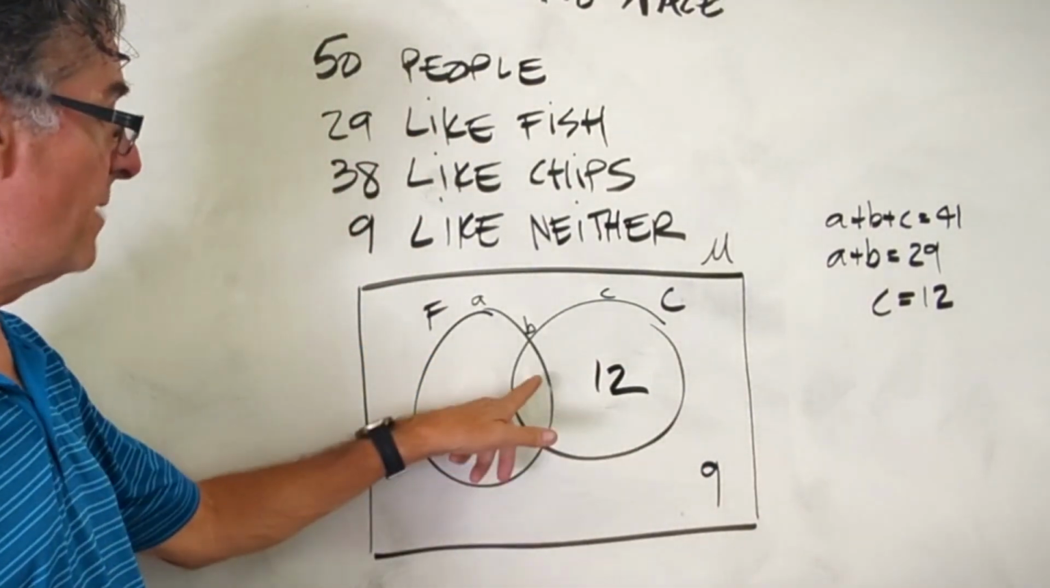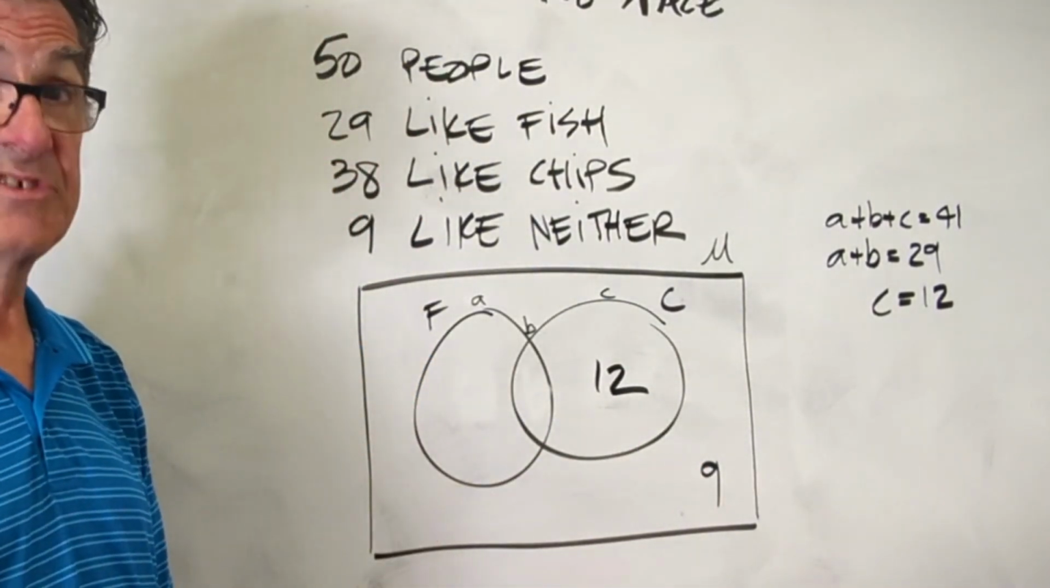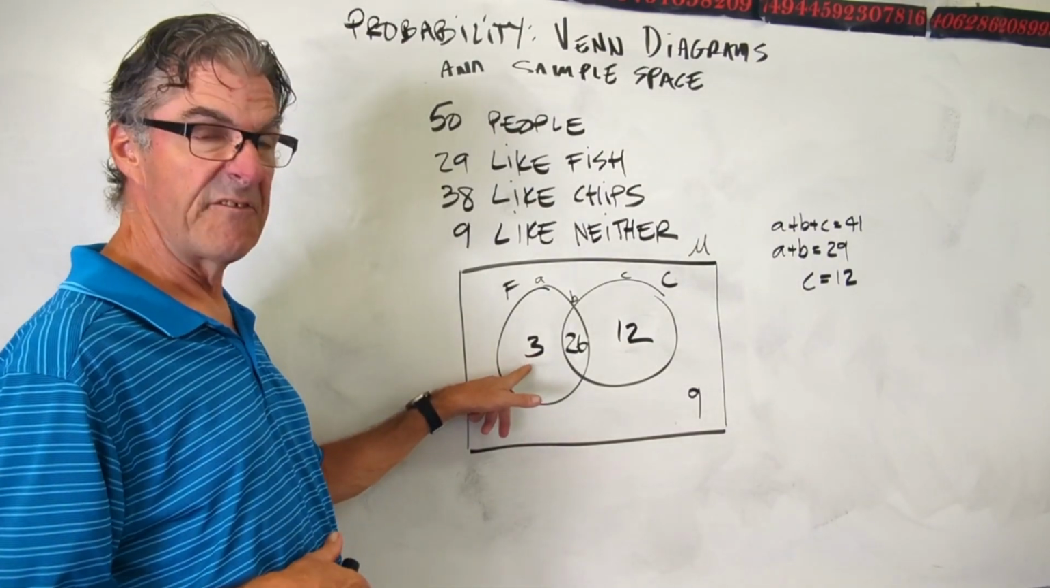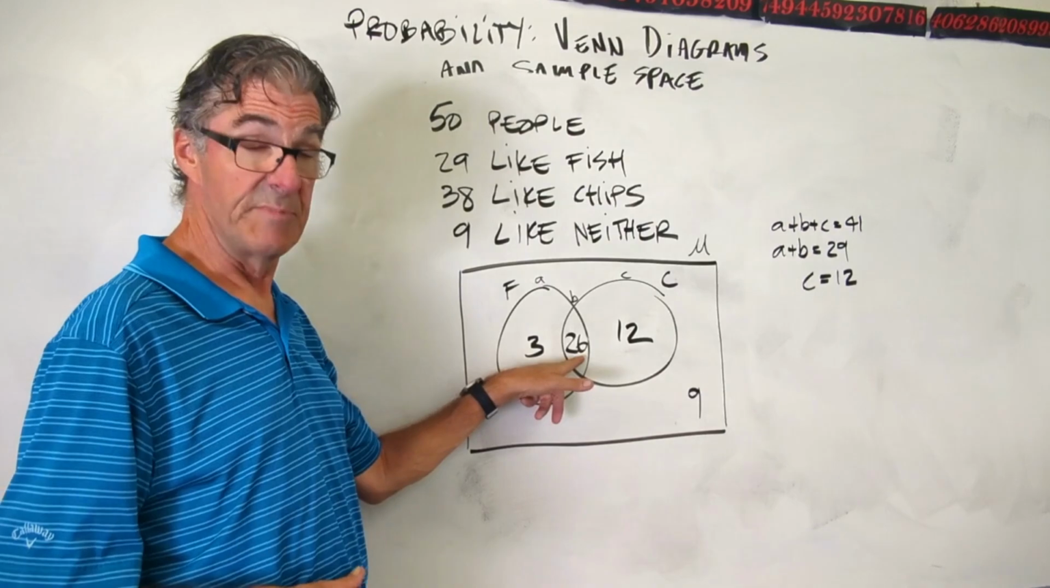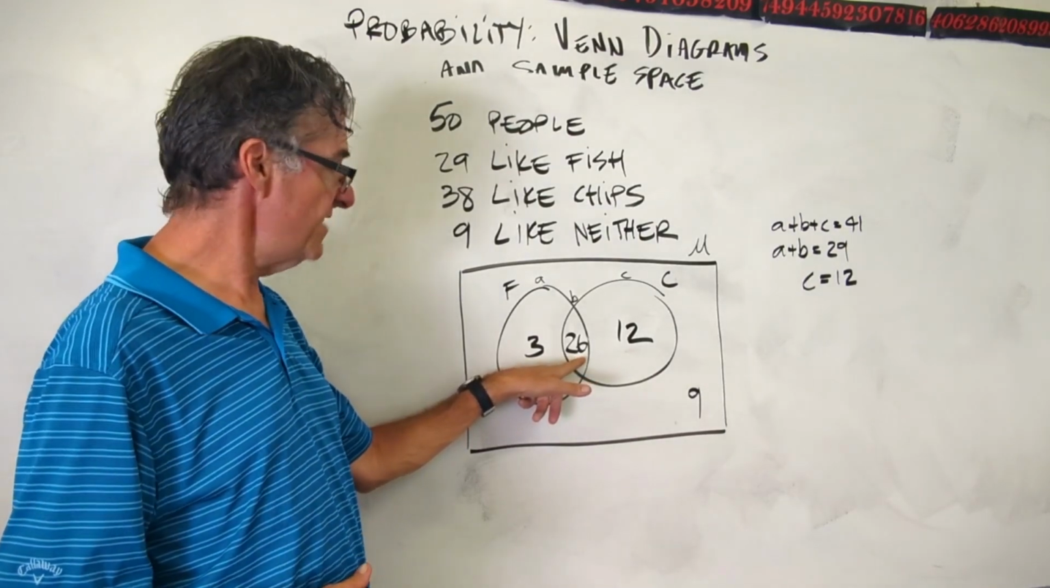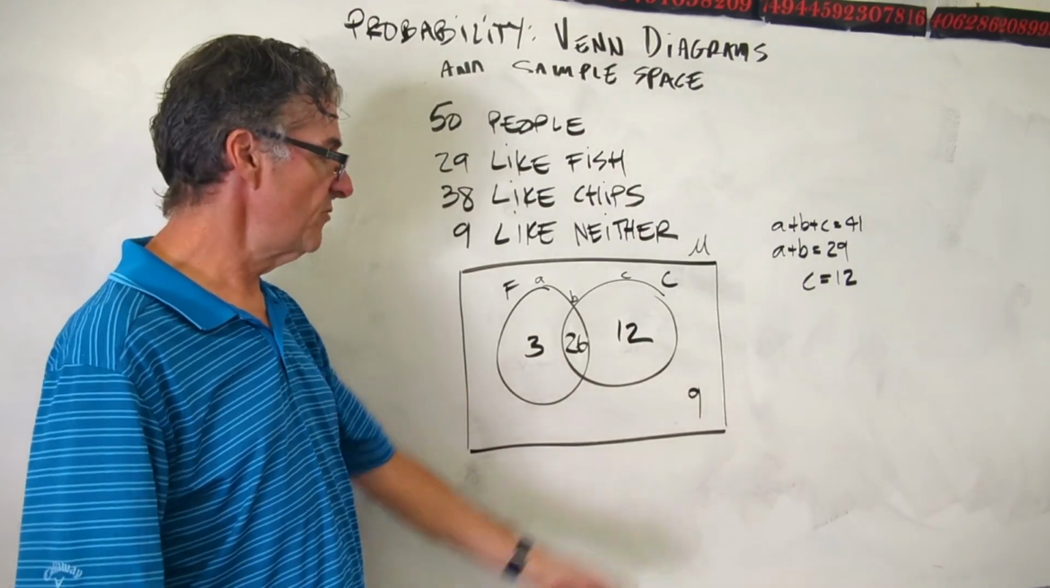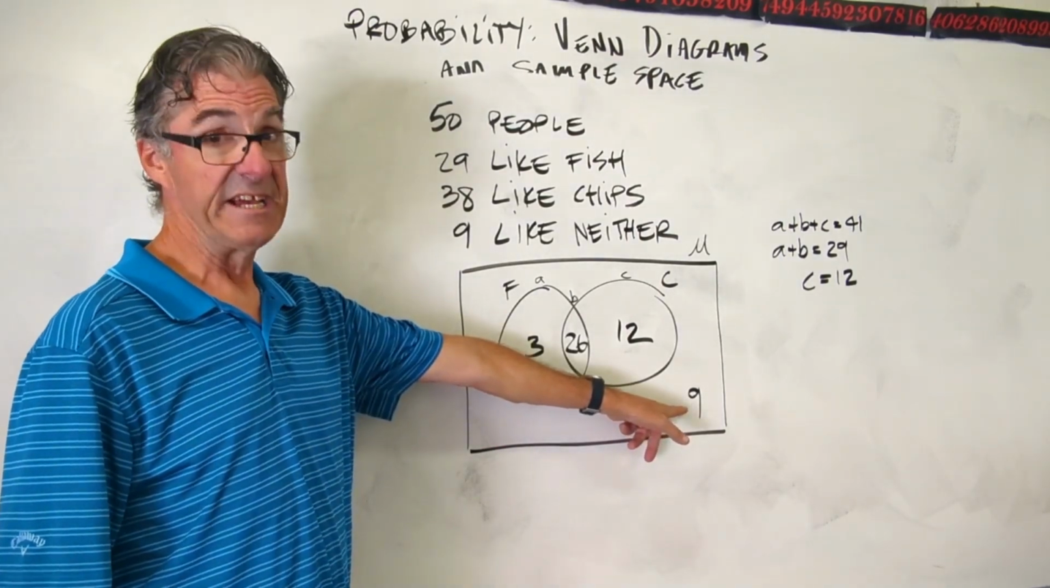Now I can finish up by populating these two regions. Pause the video and do that. All right, so now I know that there's 3 people that like fish only. There are 26 people that like both fish and chips. And then there are 12 people that like chips only. And then of course, going all the way back, we have 9 that don't like any of them.